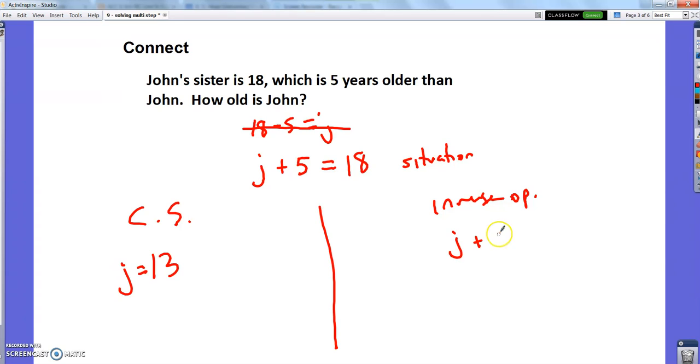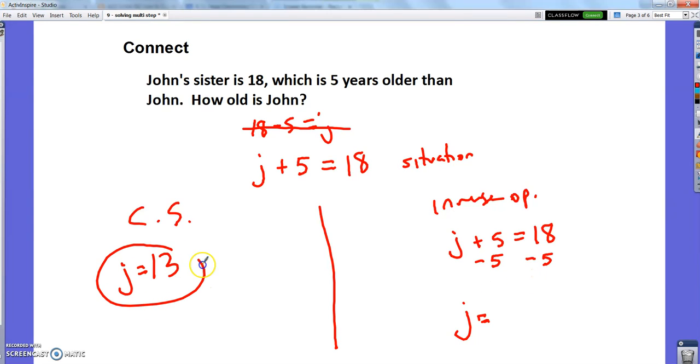So I'm going to take my equation and say, all right, to get J on one side of the equal sign by itself, if J has 5 being added to it to get 18, plus 5 is what's happening to J. So subtracting 5 is the inverse operation. I'm going to subtract 5 from both sides, which is what you did in your head to get 13 to begin with. 18 minus 5. Because the opposite of adding 5 to J is subtracting 5. And I get J is 13. John is 13. So that's how we did these back in the 6th grade part of the year.